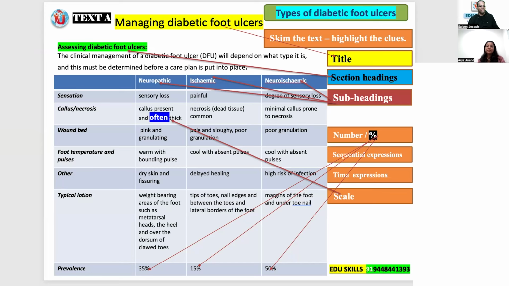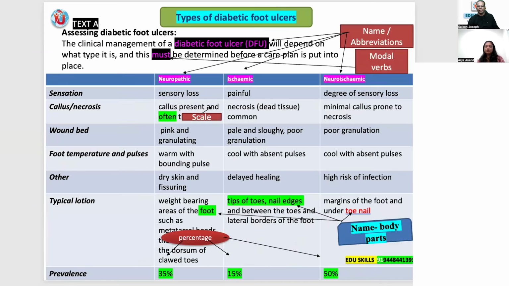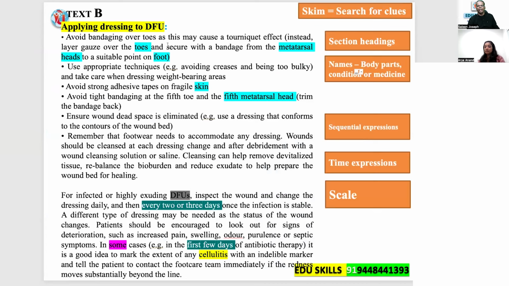And coming to the next thing, for example, see here. So you have name, abbreviation, all these things. Then you have name of body parts, toe, nail, all those things, percentage. Then coming to next, see B. You have the section heading, applying dressing to DFU. You have the section heading of this particular text. Then you have names, body parts here. See, toes, metatarsal head, foot, skin, fifth metatarsal head, all those things. Then you have sequential expression, every 2 or 3 days, first few days. Then you have some scale, cellulitis, the name of a condition. Do you get me? So these are the things.